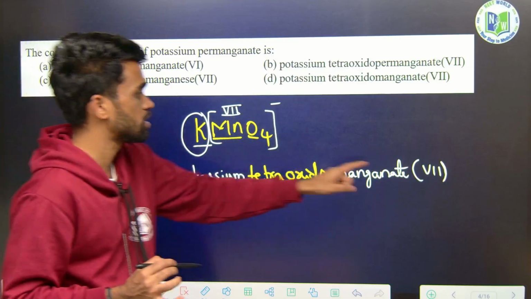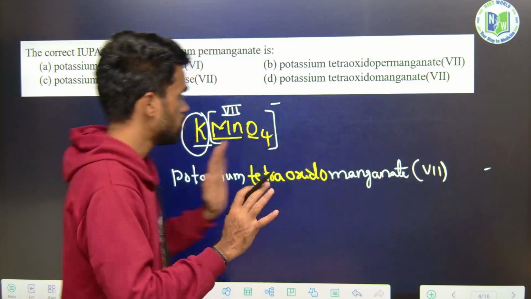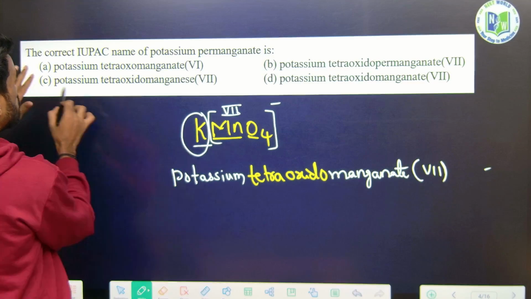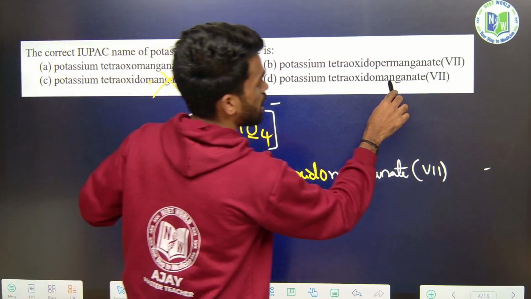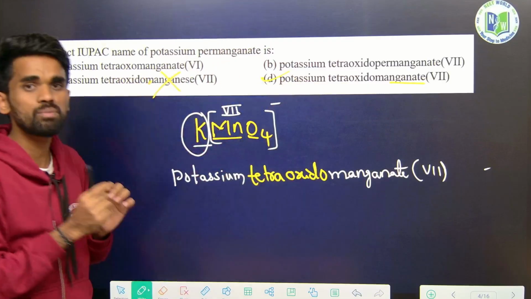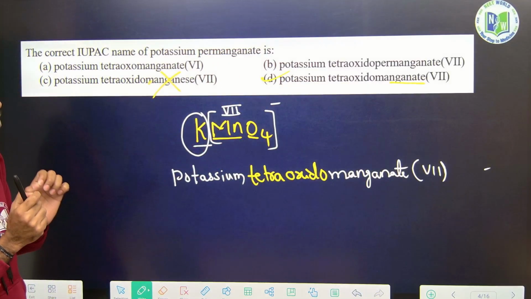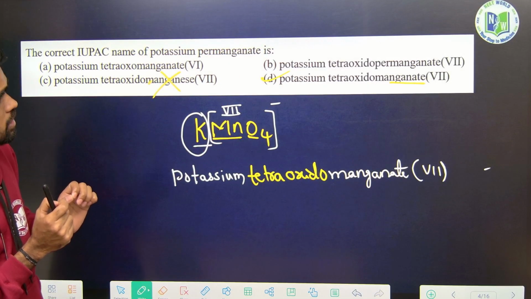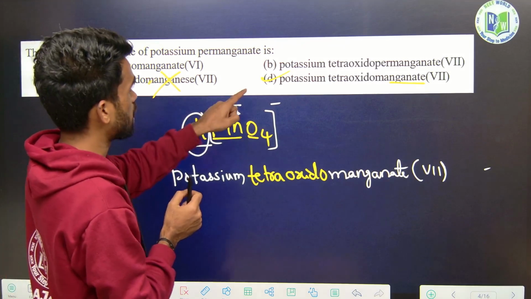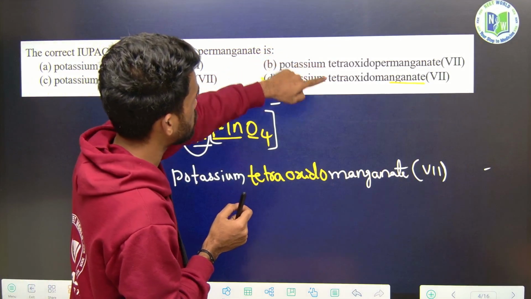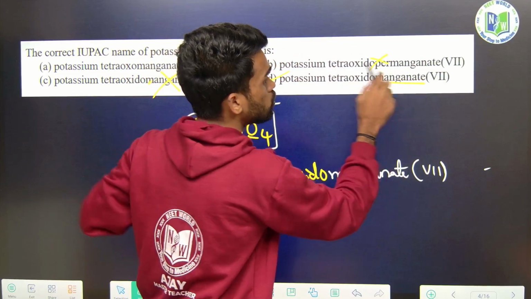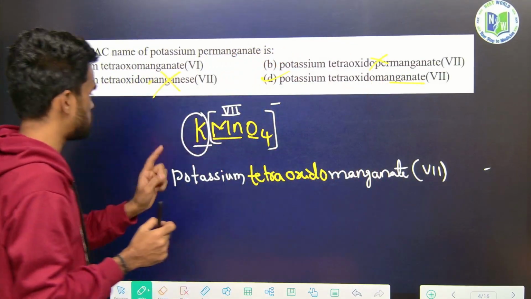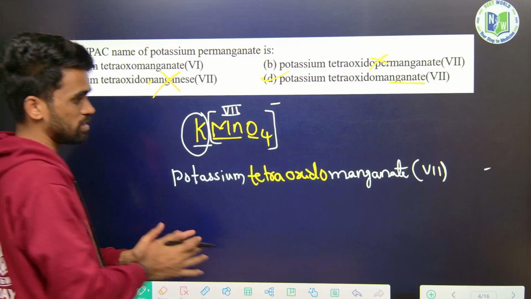If it is ionic, you should write ion here. So where do we have the suitable answer? Potassium tetraoxido manganese, they are saying. No, it should be manganate here. Option D will be the perfect answer for this question. Just look, tetraoxido permanganate, no, you just need to write it as manganate. So option D will be the perfect answer for this question.